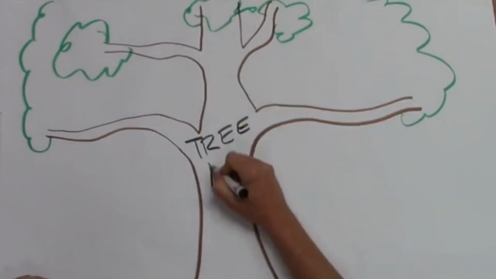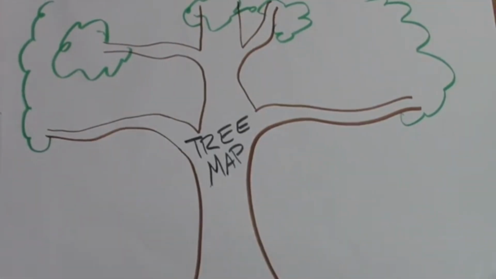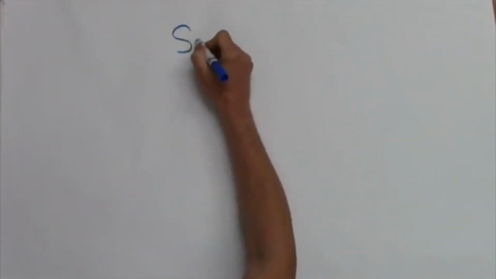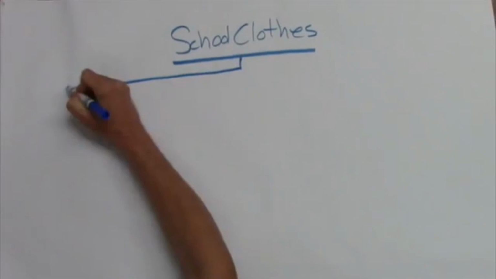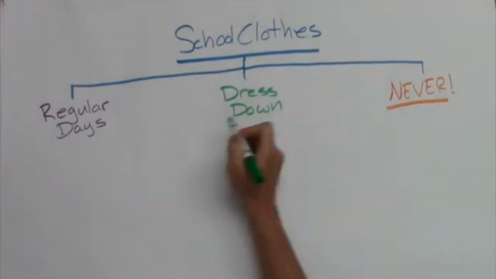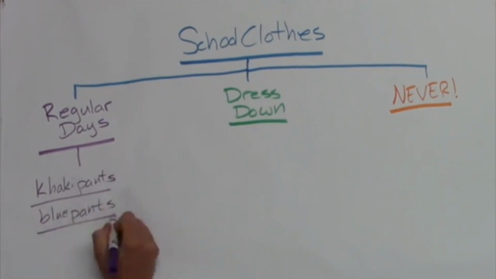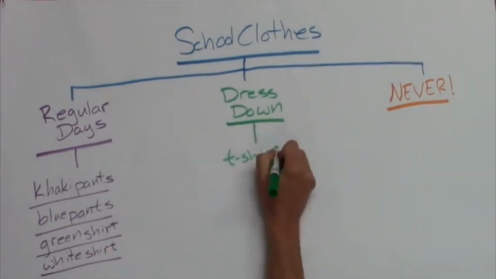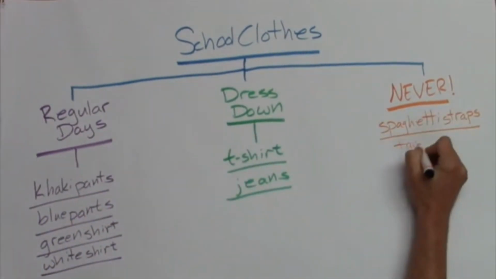A tree map is perfect for putting things into categories. Let's say you want to keep straight what you can wear to school. There are regular uniform days, dress down days, and then the things you really should never wear to school. Making a tree map for each category will help you know exactly what to wear when.